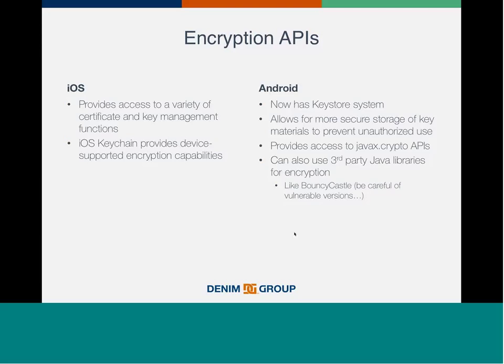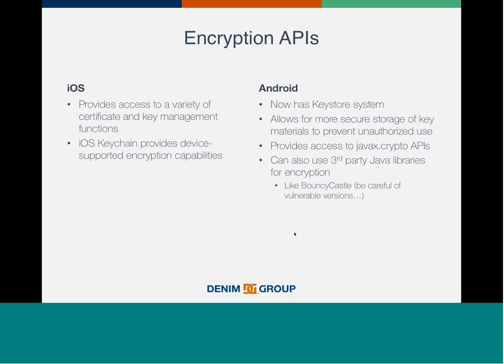Also, both iOS and Android provide access to common encryption libraries. iOS, again, has those APIs available. In an Android environment, it provides access to the javax.crypto APIs, and you can also use third-party Java libraries like the Bouncy Castle libraries. This is something, again, to pay attention to, as you would with any library you're including, to stay abreast of findings of vulnerabilities.